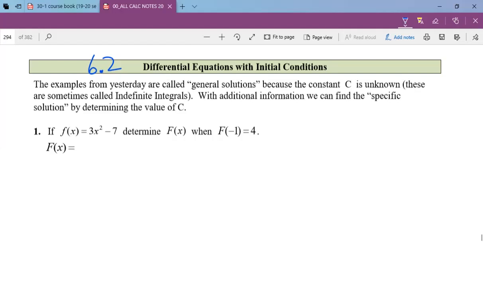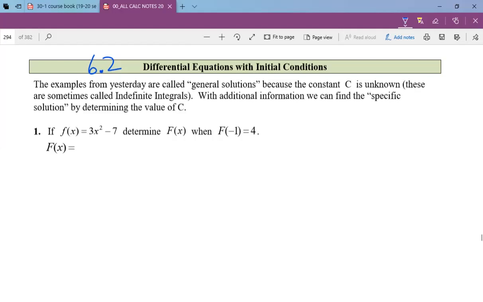In 6.2 here, we're going to be looking at polynomials for the most part. A lot of this is hinged around the idea of a plus c on the end when we have these indefinite integrals. When we find an antiderivative, we have to add the plus c on the end because when it's differentiated, the constant goes away to 0. So that unknown we express as c.